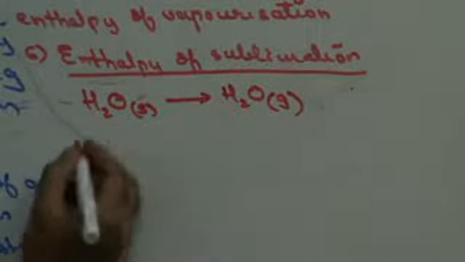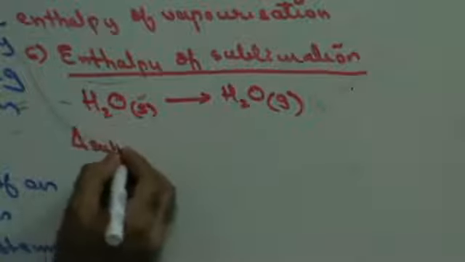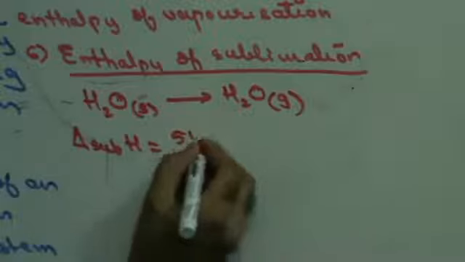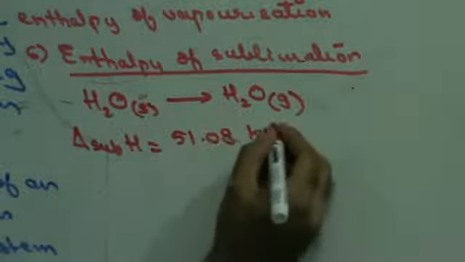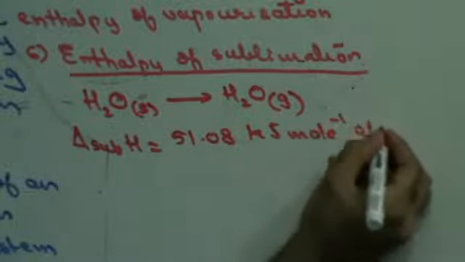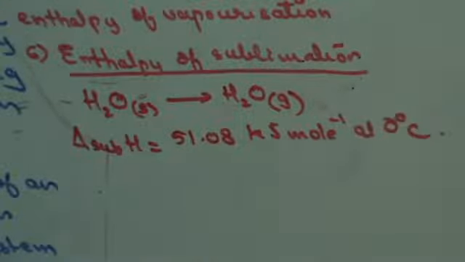Suppose I say that delta sub H is say 51.08 kilojoules per mole at 0 degrees Celsius, then that means 51.08 kilojoules of energy has to be given to 1 mole of solid, to 1 mole of ice, so that I get 1 mole of gas at 0 degrees Celsius. Fine, do we get this?